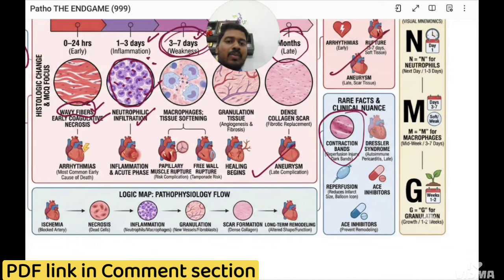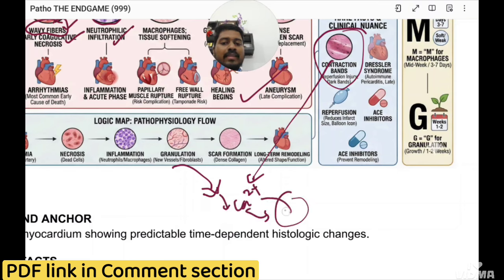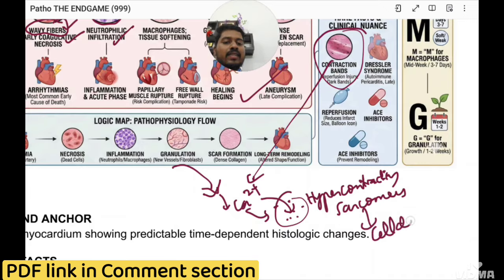One is contraction band. What is this contraction band? See, the image is given. It is eosinophilic, that is pink colored. Suppose this is the heart and this area has undergone infarction. When there is reperfusion, blood comes back again, and with this blood there comes calcium. So calcium enters these dead cells, and because of that there is hypercontractility of the sarcomeres. Sarcomeres present in the muscles contract extremely, which leads to death of the cells.